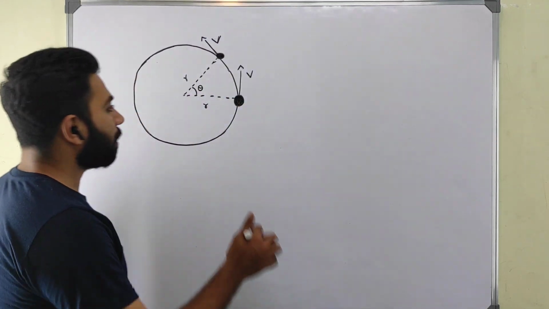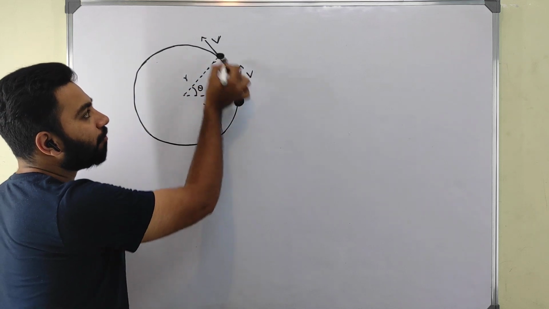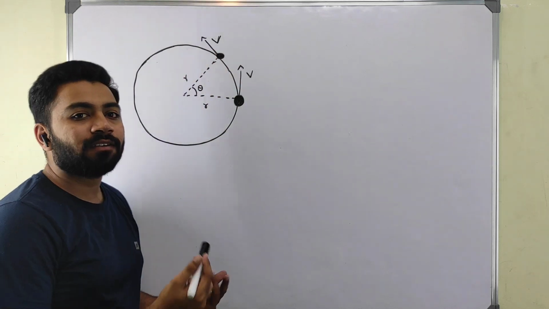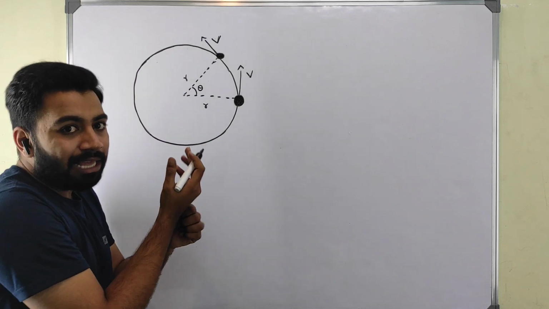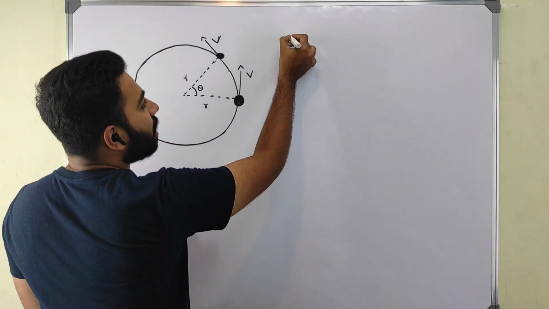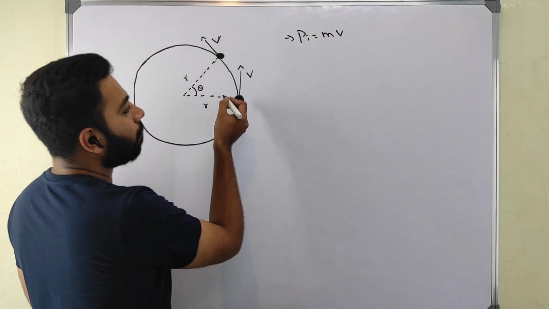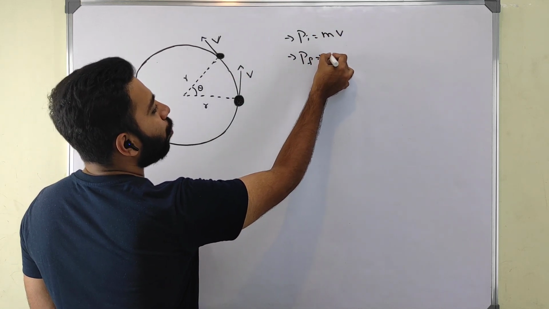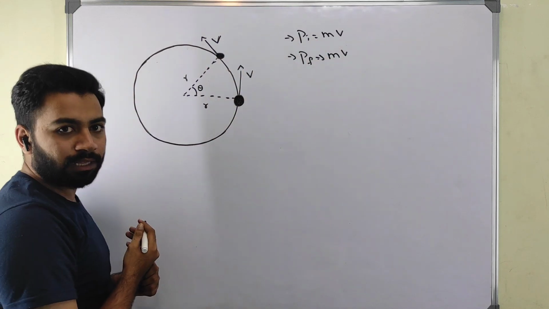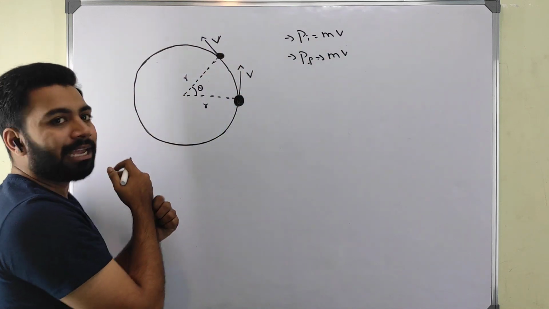Now only one case. When an object is rotated by angle theta, what is the change of momentum? Initially we have initial momentum equal to m into v, and our final momentum is also m into v, because mass and velocity are the same. Here speed is not changing, only the angle is changing.